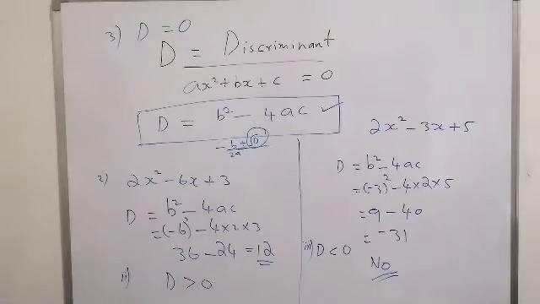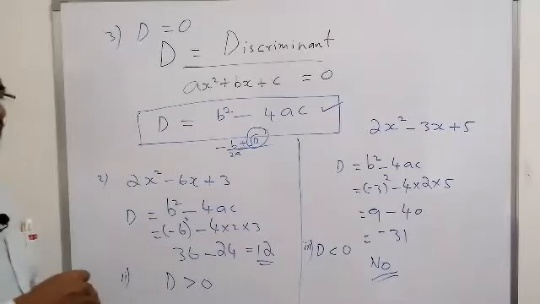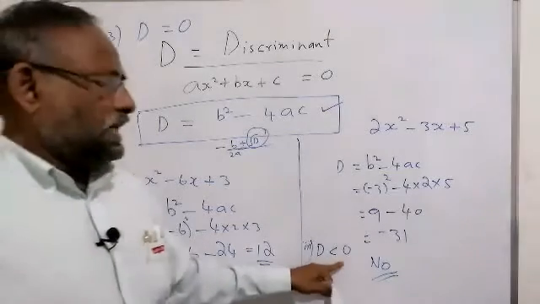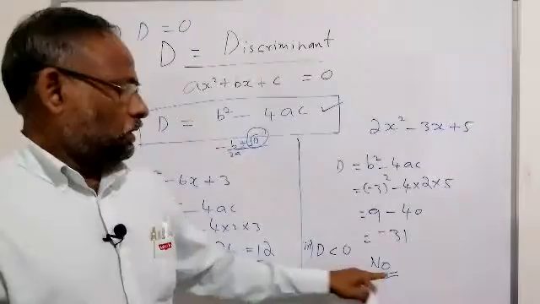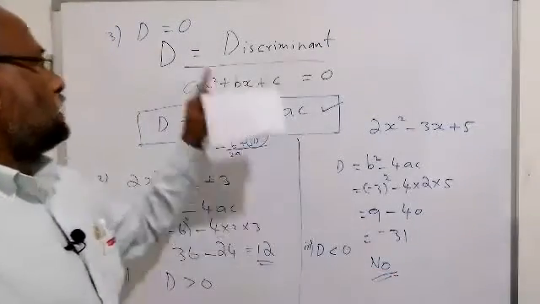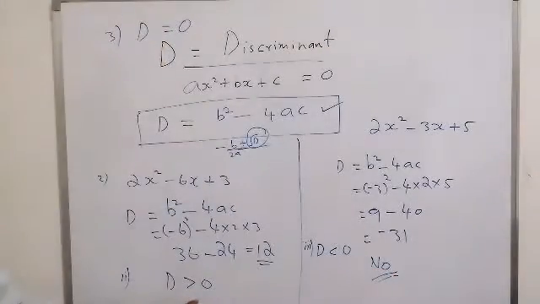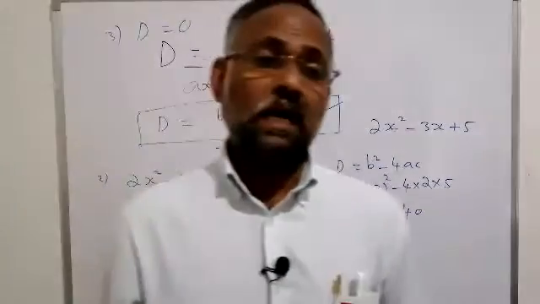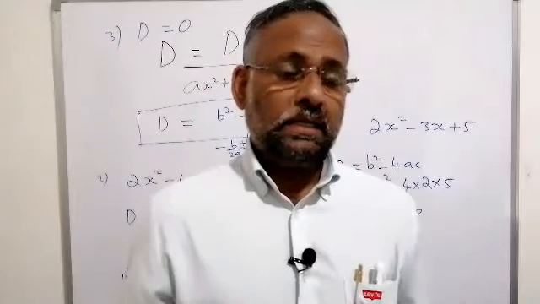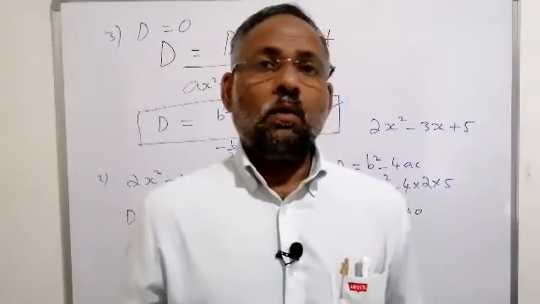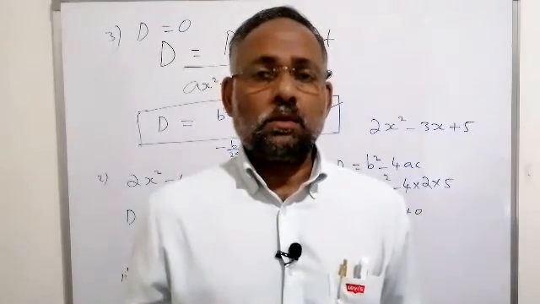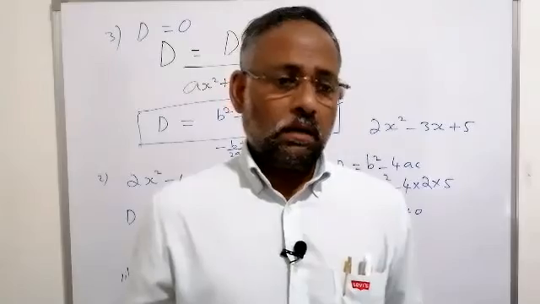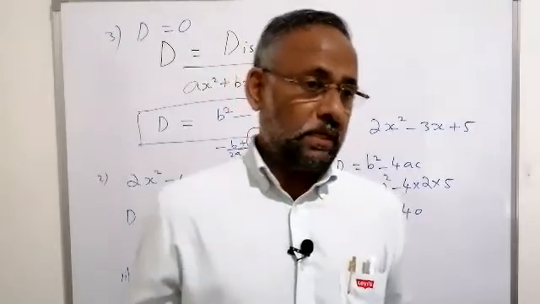Through an example you can find out. So there are three conditions. One, D less than 0, no roots. D greater than 0, exactly two distinct roots. When D is equal to 0, we get repeated roots. Very easy, this one.